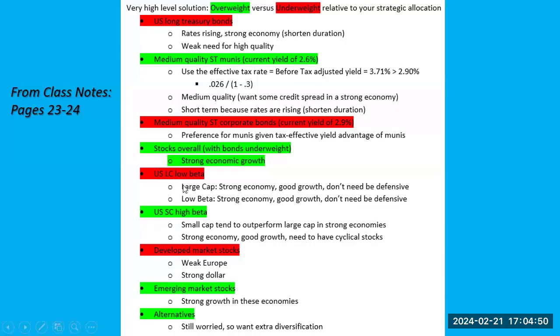Now, if under large cap, you say, we're expecting a strong economy, and in a strong economy, I prefer small cap over large cap, you get the points for both large cap and small cap. So if you say that, you got it. So it's not that you have the bullets, but I would still repeat myself. Small cap, I want to overweight. They tend to outperform in strong economies. And high beta, I like that. Developed markets, we already said that. Europe's weak, the strong dollar. Emerging markets, that's obvious. And maybe alternatives for extra diversification.